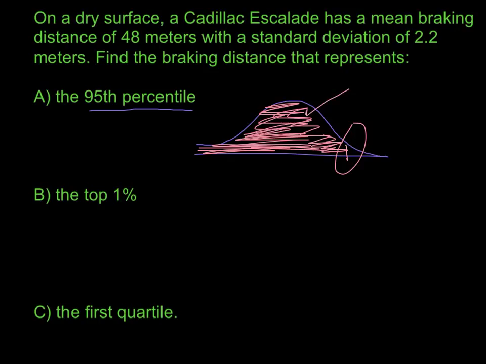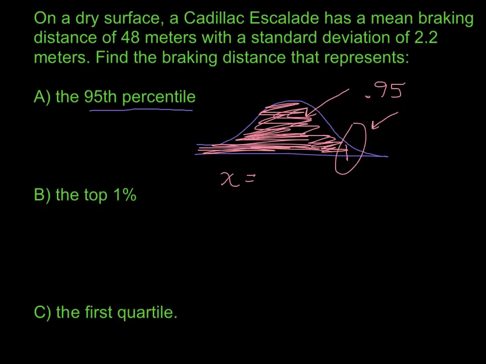So working backwards, I now have the area. If you change your percent to a decimal, I have the area of 0.95. I need to know what z-score goes with that. And once I have a z-score, I can work my way backwards through the z-score formula and get back to the real life value. In this case, the real life braking distance. You're going to use technology to do this for you. I just wanted to show you what the process was.